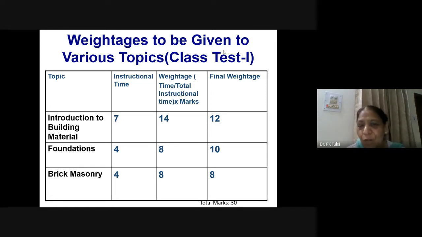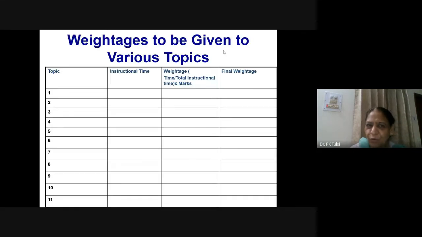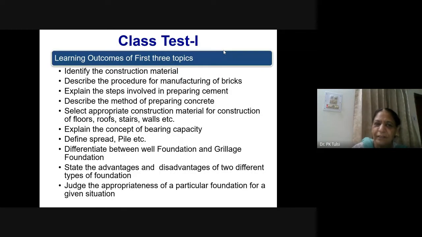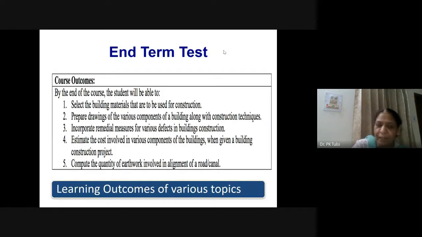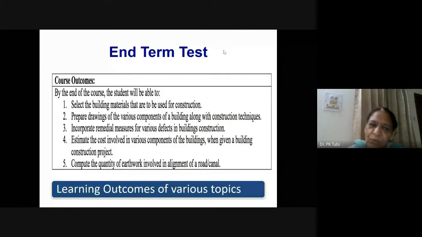Now once you are through with the weightages to be given to the various topics for the class test, and this is for your final test, 11 topics, and then you need to work out. And here you have to pick up the learning outcomes, and if it is going to be the end term test, then the course outcomes you must take into account and try to find out which topic is contributing to 1, 2, 3, 4, 5, and you have that chart with you. You already have the alignment which is available. Then you try to prepare questions according to course outcomes 1, 2, 3, 4, 5, right?